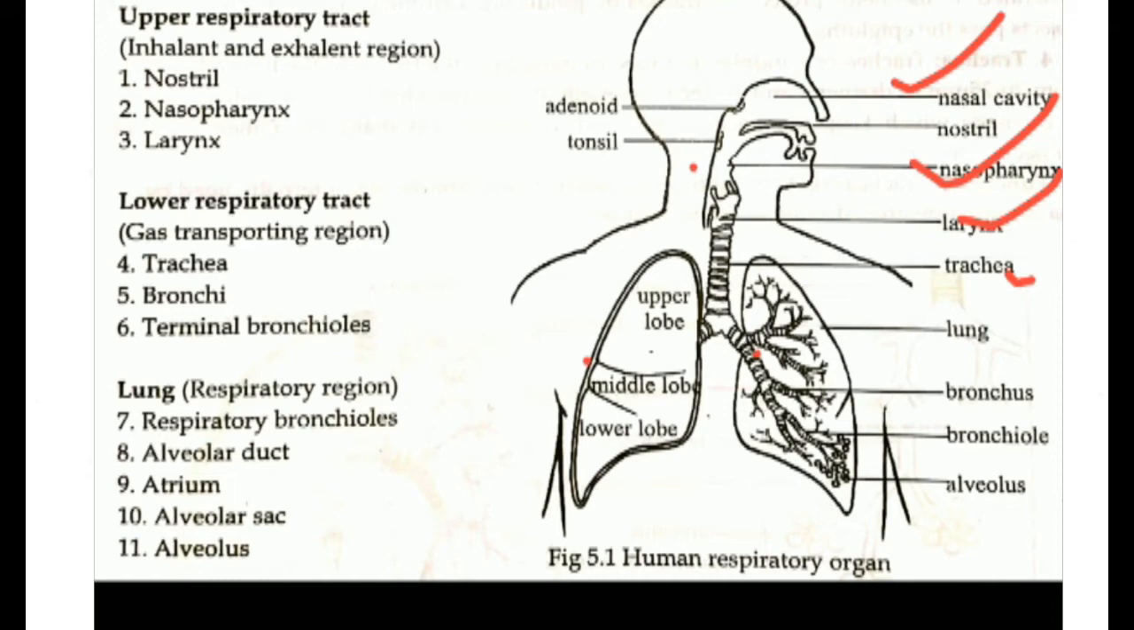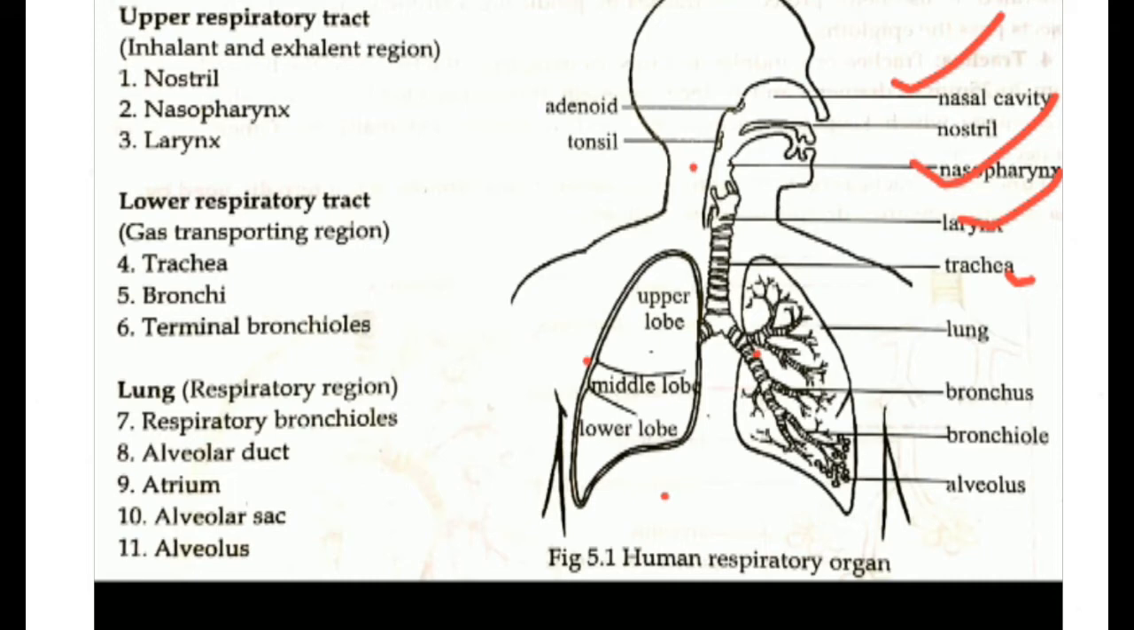The trachea conducts air from the larynx to the bronchi. It is internally lined by cilia beating upwards, driving out dust particles.